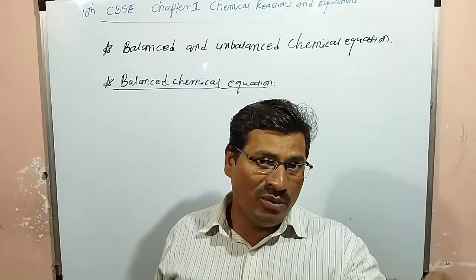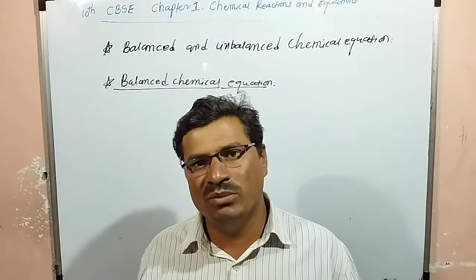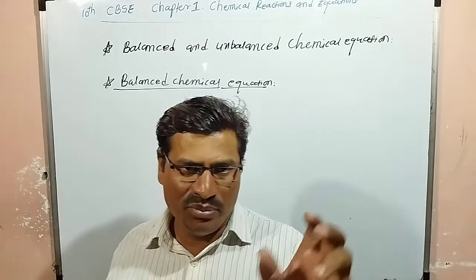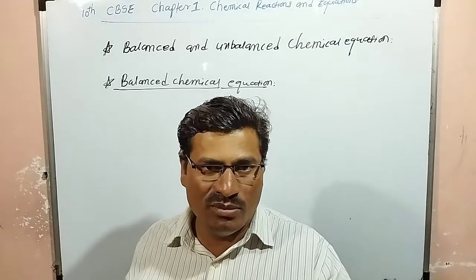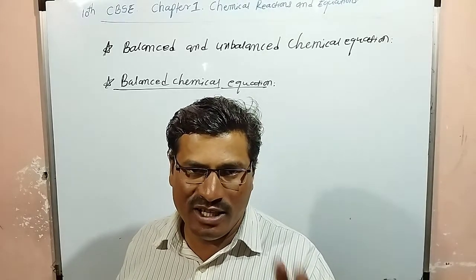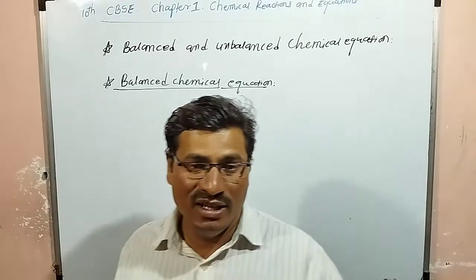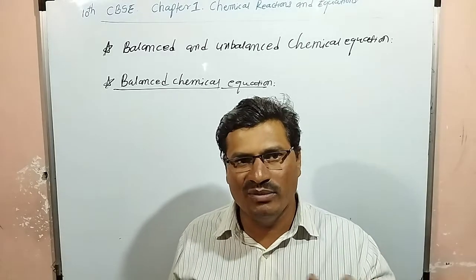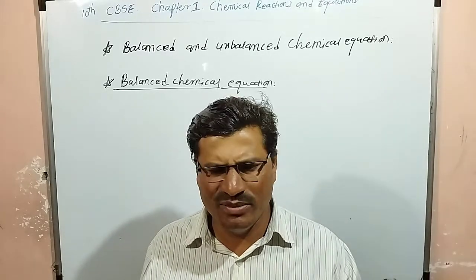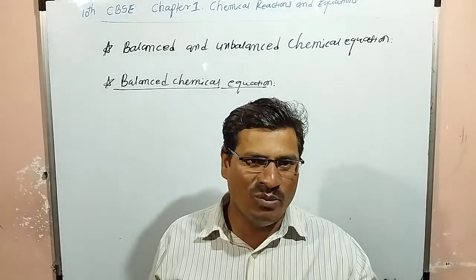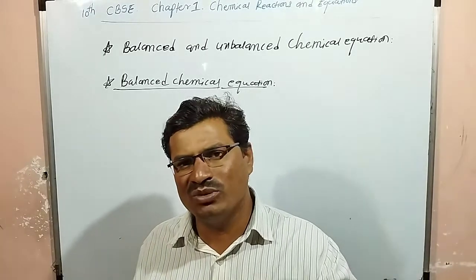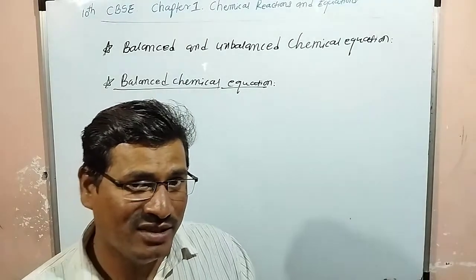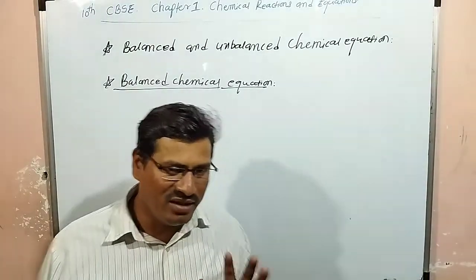If the number of atoms of each element present in the reactant side is equal to the number of atoms of the same elements in the product side, then you can say that the chemical equation is balanced. Or in a simple way, if the number of atoms present in the reactant side is equal to the number of atoms present in the product side, then you can say this chemical equation is balanced.